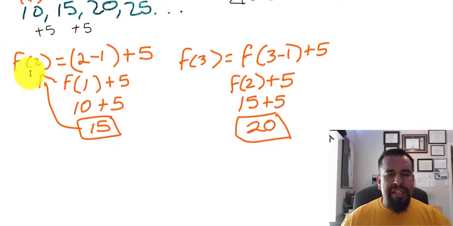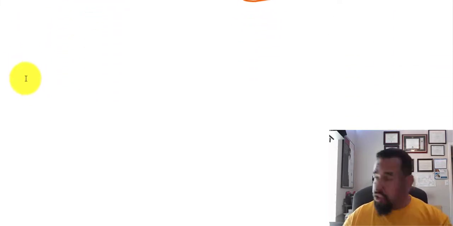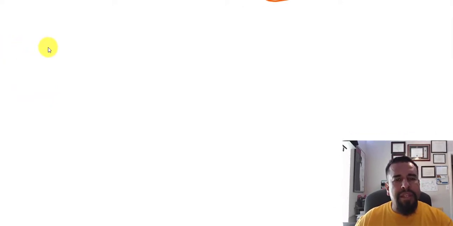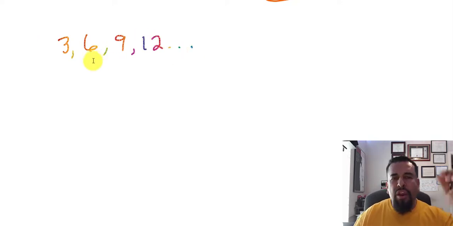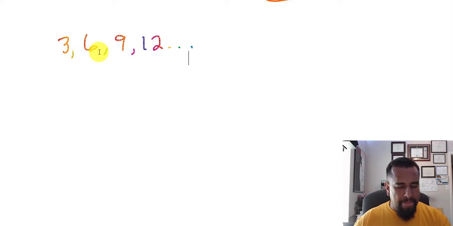All right, let's go ahead. You should have taken notes. So let me give you a sequence right here. Let's do, oh, this is a colorful one. 3, 6, 9, 12, and so forth. Okay, go ahead and write the recursive rule in standard form, plug in your values, and see if you can write the recursive rule. Go and pause the video and get started.